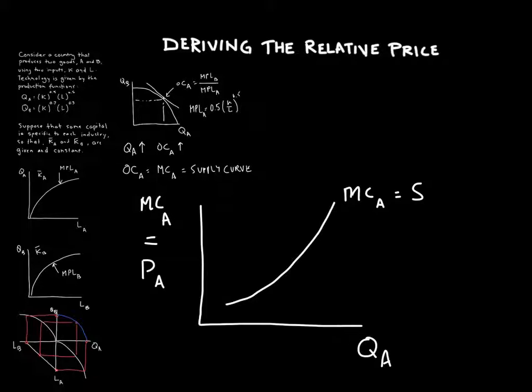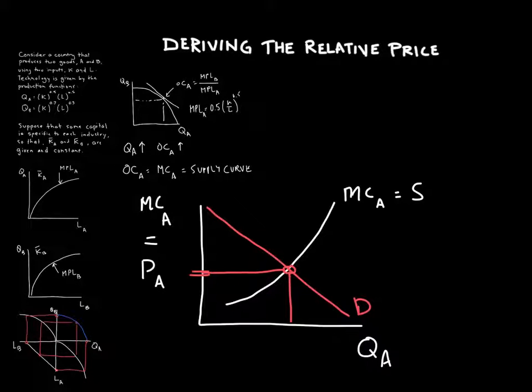You can also see here that if I were to add a demand curve to this story, we would immediately be able to find what the equilibrium price and quantity would have been in this economy. So this is what we have. Now we have derived a relative price for this country.